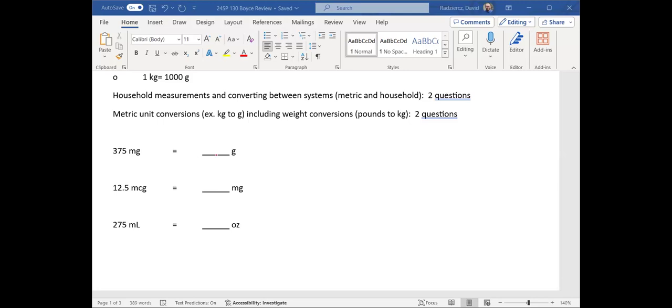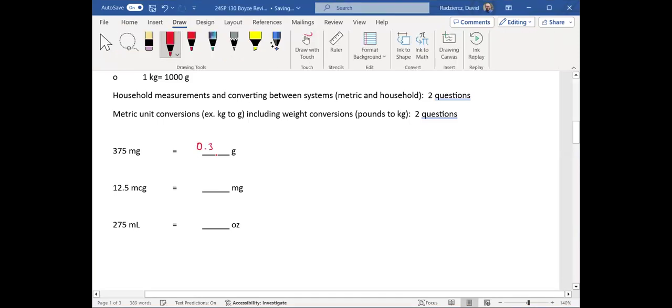And remember, you're not rounding these answers. So like this would be as your answer 0.375. Okay, that's your answer. You don't round that. Don't round that to the nearest tenth, the nearest hundredth. Do not round that answer. That is your answer because you're staying within the metric system.